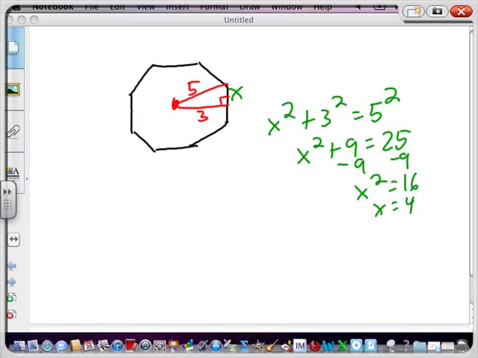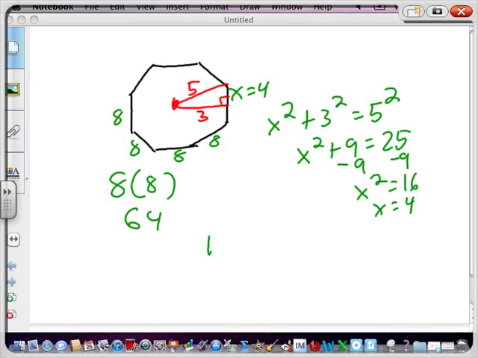But that's just this little part. What would the whole side be then? 8. So each side is 8. I'm not going to do the whole thing. So how many sides are there? 8. So that's what the NS stands for at the top of your thing: number of sides times the length of the sides. So we get 8 times 8 is? 64. So we know what the perimeter is.